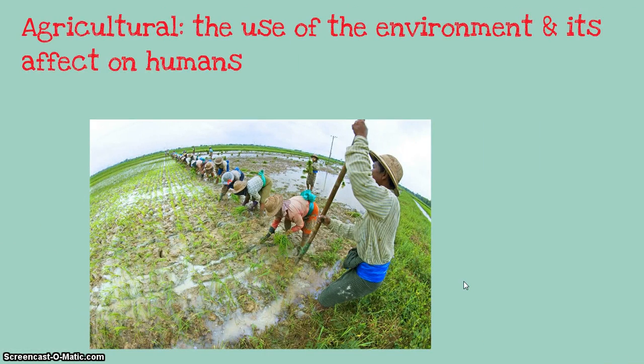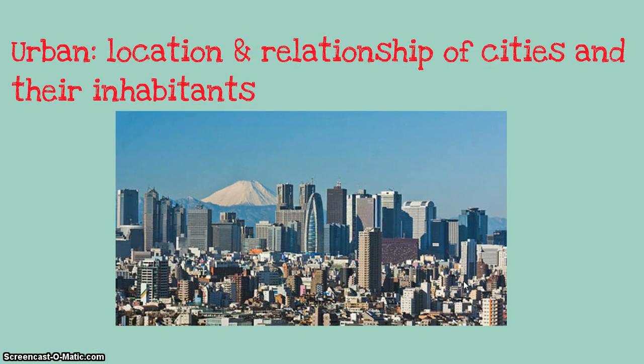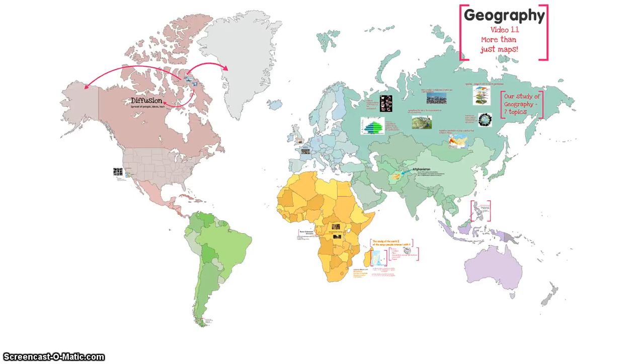And finally, the last two units will combine. Agriculture will be one component, that's the use of the environment and its effect on humans, so how we use the environment in each place around the world. And we'll combine that with urban geography, how we use location and the relationships of cities and their inhabitants to understand the world. So agricultural and urban will go together, even though they might seem like complete opposites. So those are the 7 topics that we'll study under the 5 themes of geography. So that was video 1.1, just an introduction to what we will study in World Geography class.